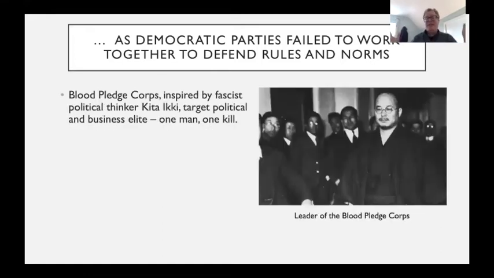So this was the atmosphere in which a truly fascist group, the Blood Pledge Corps, under the leadership of this man, who had been influenced by the fascist thinker Kita Ikki, brought together a group of his followers, some of them with ties to the military, and they agreed to carry out a terrorist incident in which each man who was part of the group would be responsible for one kill of various members of the political and business elite. And they would then proceed to carry out this plan in the spring of 1932.